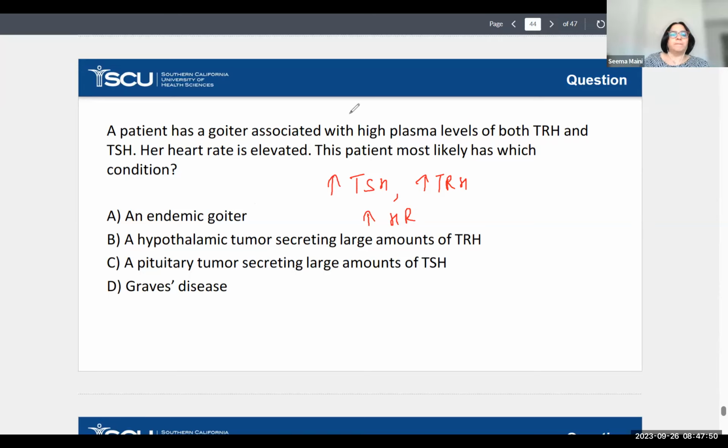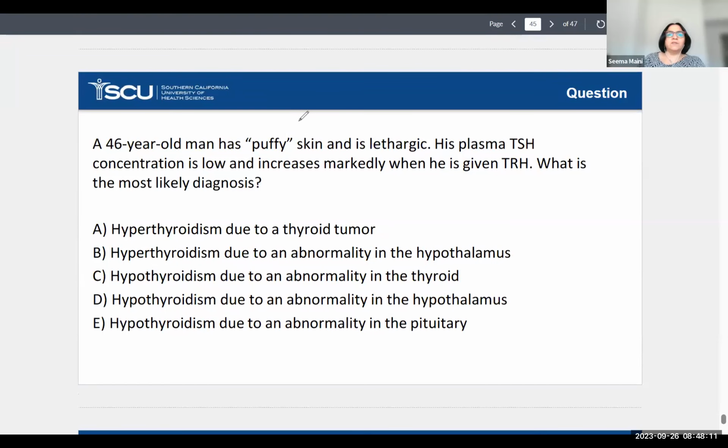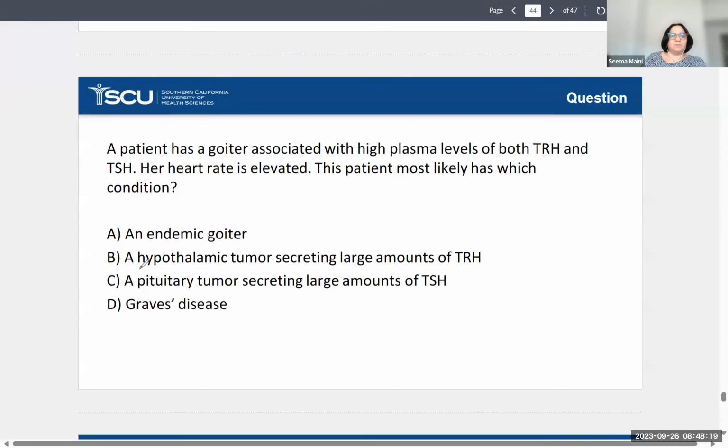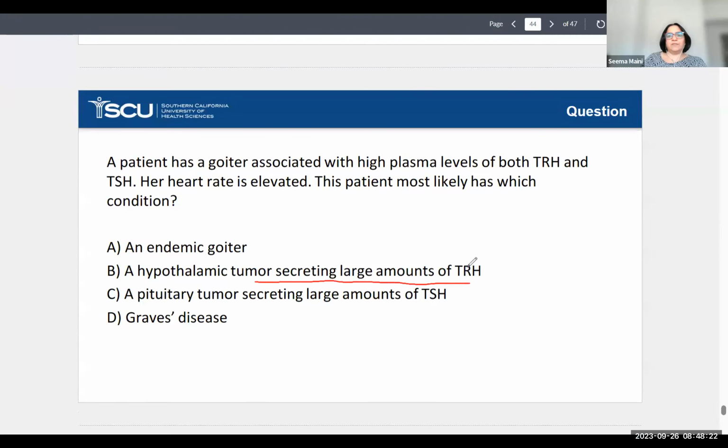Okay. Is everybody good? I'm going to move on to the next question. What was it? Okay, I'll go back. It was B. Hypothalamic tumor secreting large amount of TRH. So high TRH is stimulating. Double check mark. This is the right answer. All right. Is that clear now, Michael?